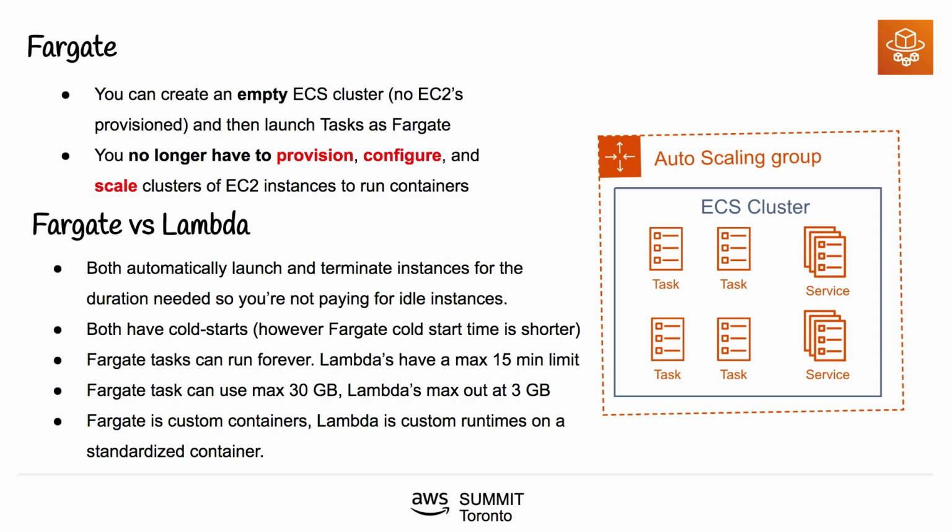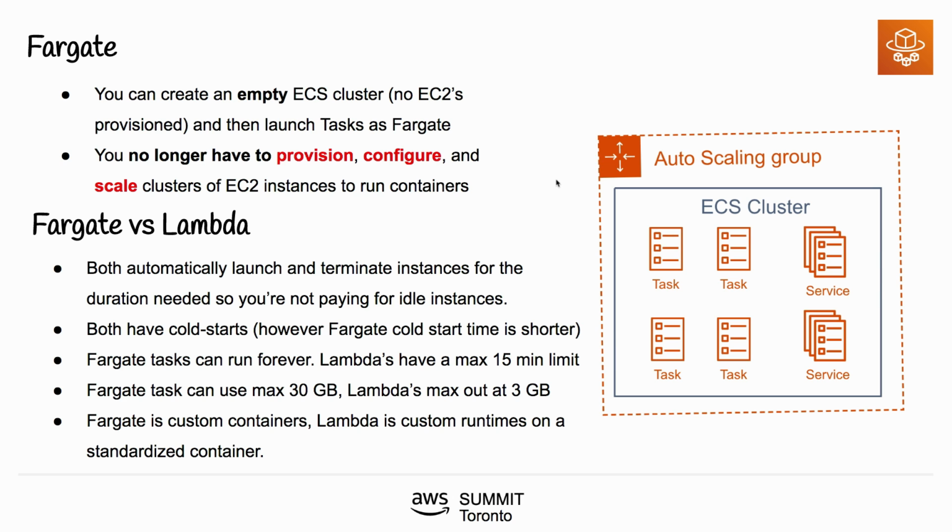Fargate does have cold starts which are shorter, so your containers do launch faster on Fargate. It's debatable as to what degree, so it might not really matter that much, but it is faster technically, okay? Fargate tasks can run forever, whereas with a Lambda, they can only run up to 15 minutes. A Fargate task can use up to 30 gigabytes of memory. Lambda maxes out at 3 gigabytes. And with Fargate, you can customize the containers, whereas with Lambda, you can only customize the runtime on a standardized container. So you're going to have a lot more flexibility and control here with Fargate over Lambda, all right?